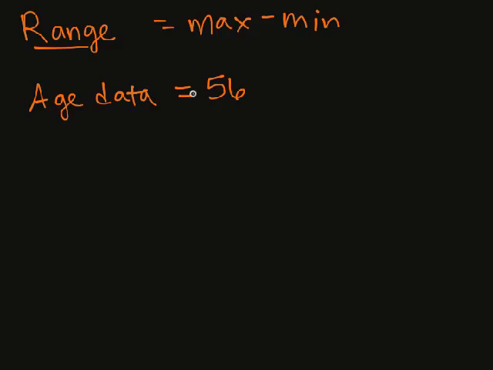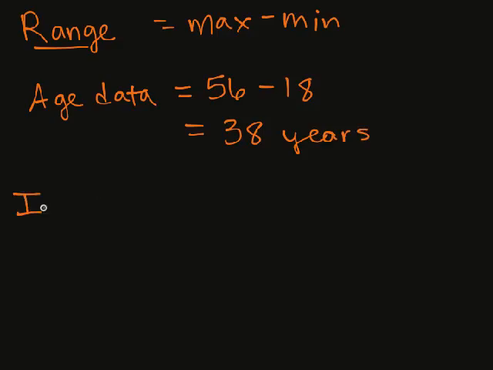First of all, the range. The range of a data set is the amount of values covered by the data. So to compute this, we're just going to take the max minus the min. So if you recall our age data, our oldest person was 56 and our youngest person was 18. So if I calculate that, that's a range of 38 years. So that gives us an idea of how spread out those data are.